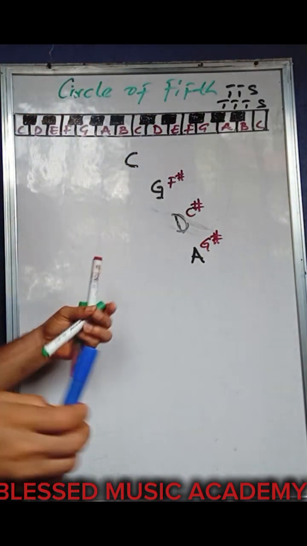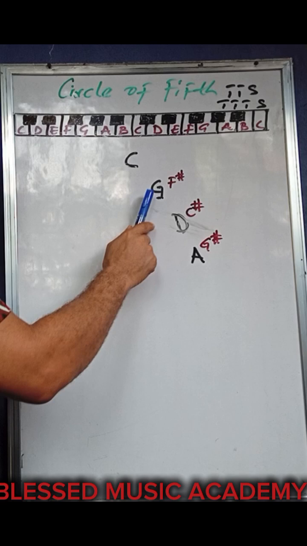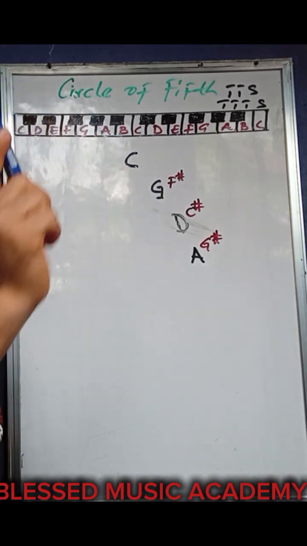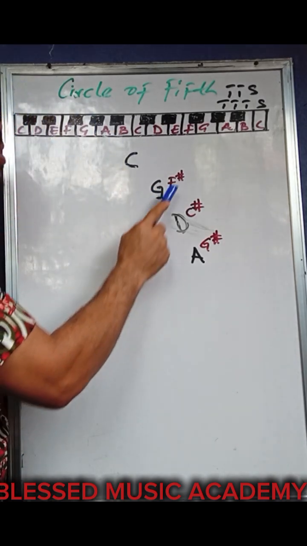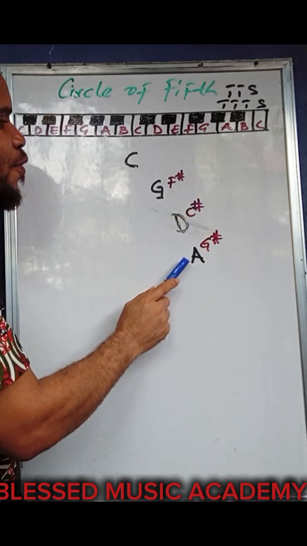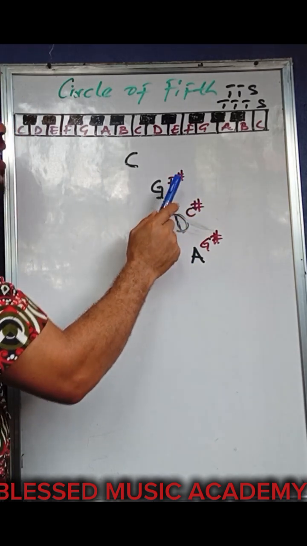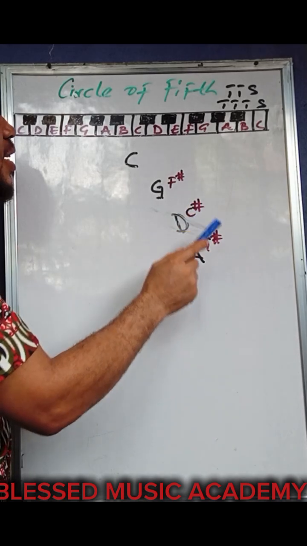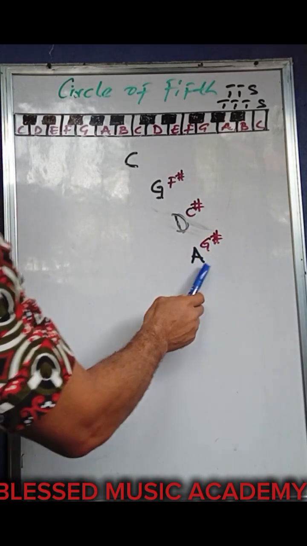So this means that in the key of G major you have one sharp. In the key of D major you have two sharps, F and C. In the key of A major you have three sharps, F, C, G. Okay, now we're on A.